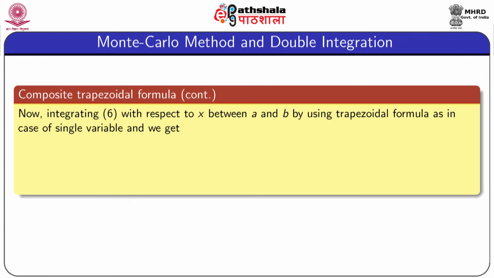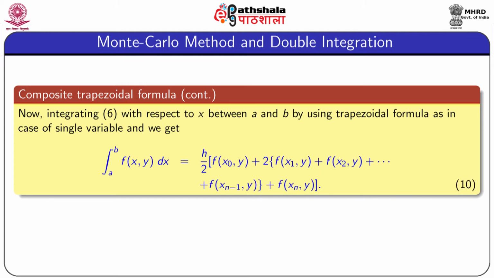Now integrating equation 6 with respect to x between a and b using the trapezoidal formula as in the case of a single variable, we get this expression, that means integration a to b f of xy dx, which is equal to h by 2 into [f of x0 comma y plus 2 into (f of x1 comma y plus f of x2 comma y plus ... plus f of xn minus 1 comma y)] plus f of xn comma y. So this is nothing but the composite trapezoidal formula for n intervals.